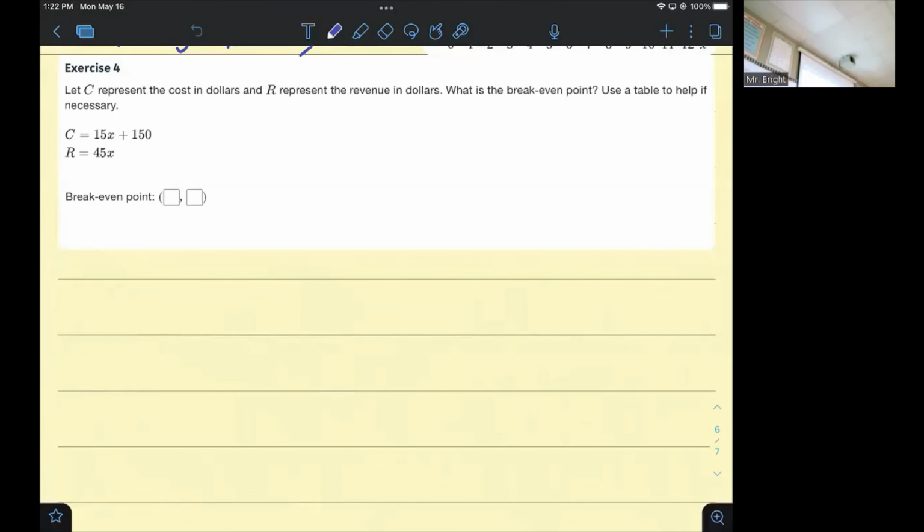All right, number 4, let C represent the cost and R represent the revenue. We talked on Friday about how cost is all the money, all your expenses you have to pay. Revenue is all the money you bring in. And if you spend more than you bring in, that's a negative profit. You're not going to last very long. If you make more than you spend, that's a positive profit. And if you make the same amount that you spend, that's a profit of 0, which is still bad, but that's the break-even point we're referring to here.